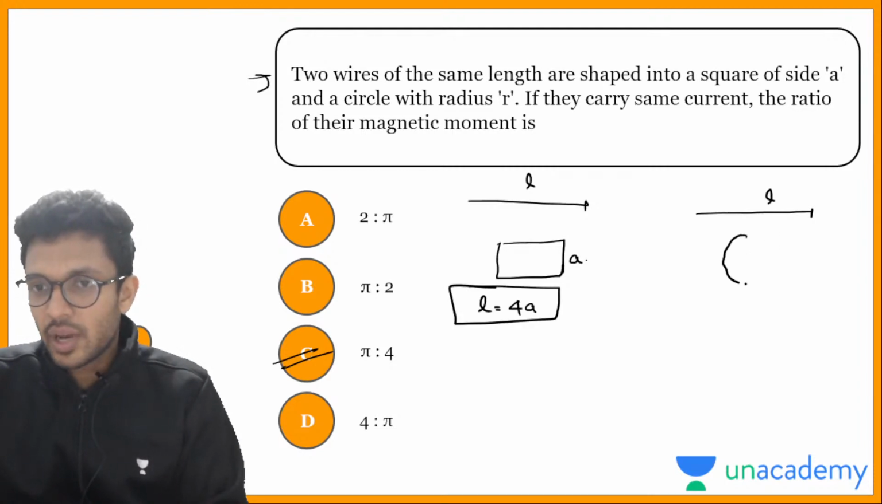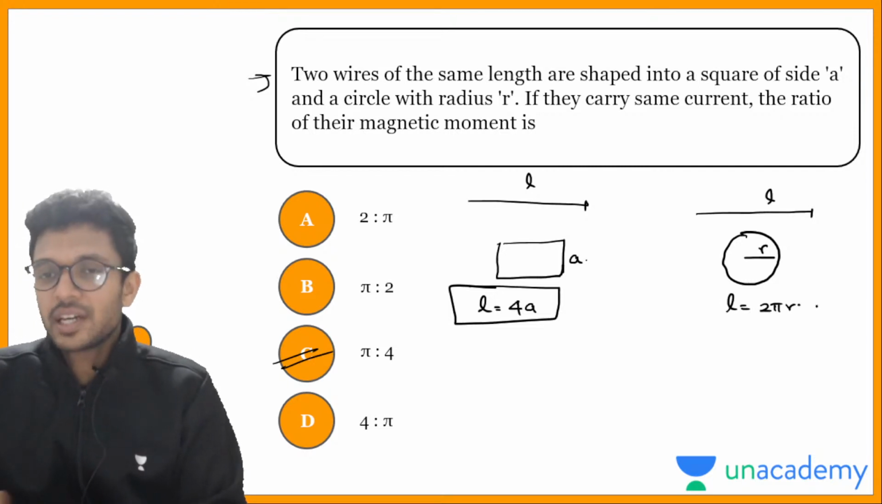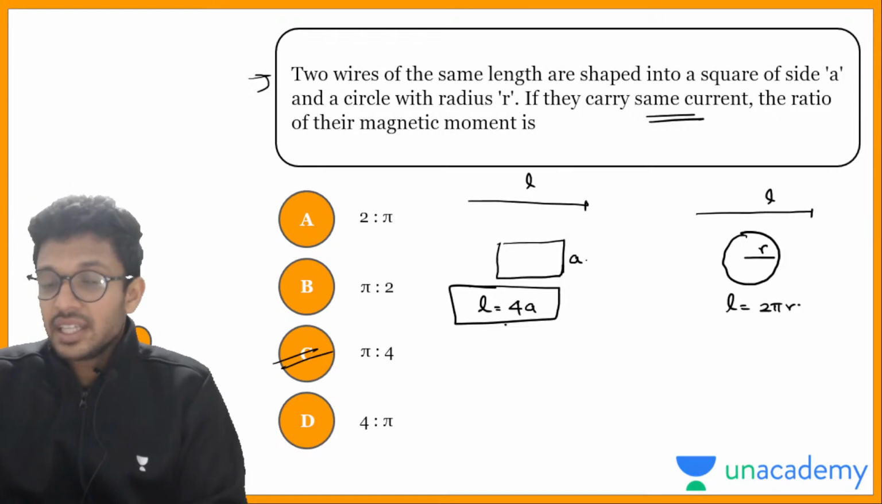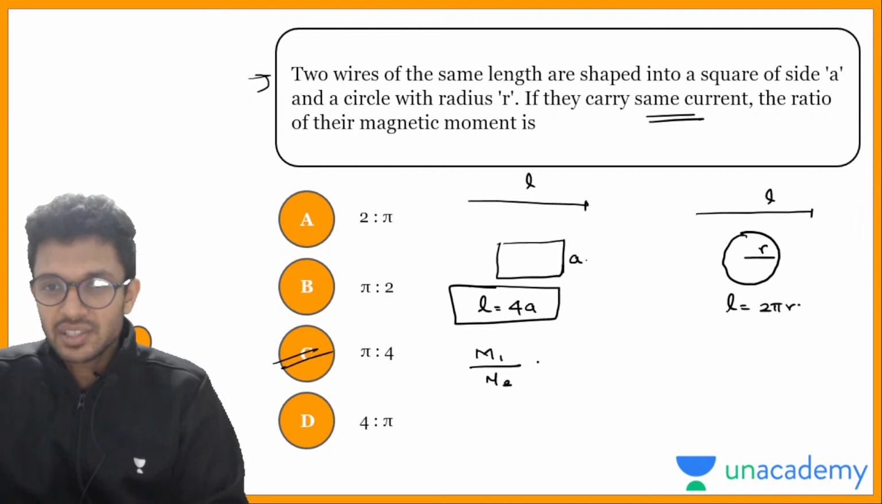Second case, the wire is made into a circle of radius r. So you know that the length will be equal to the circumference of the circle, that is 2 pi r. If both of them are having the same current, then the ratio of magnetic dipole moment in the first case to magnetic dipole moment in the second case, that's the question.